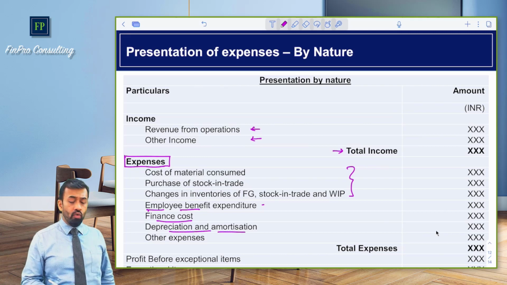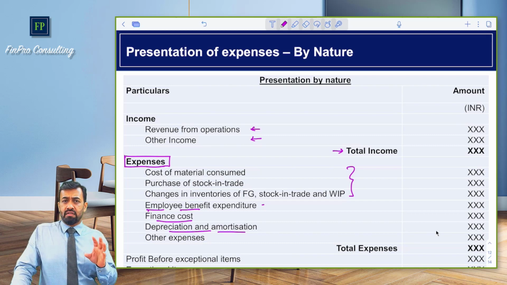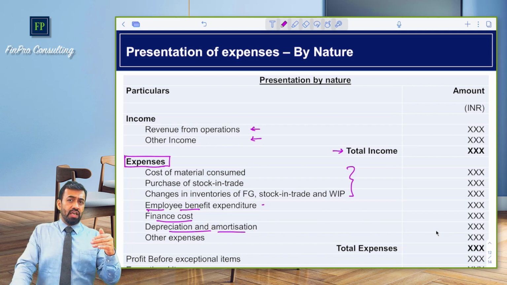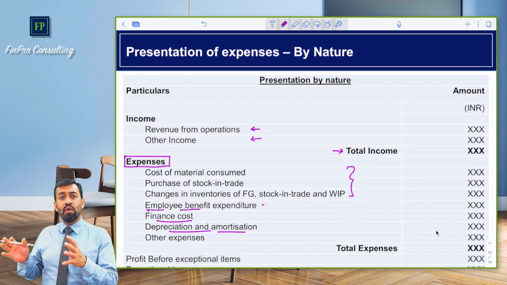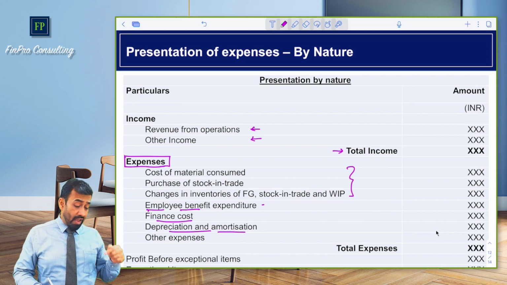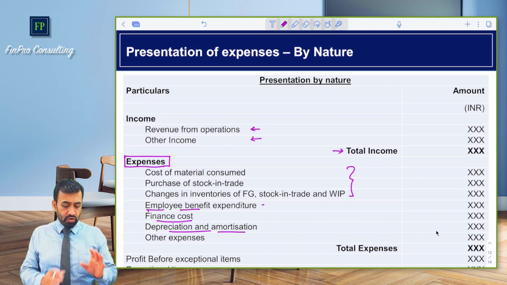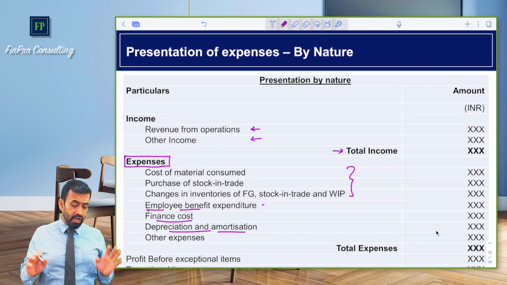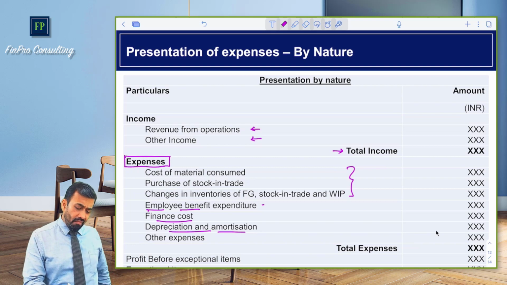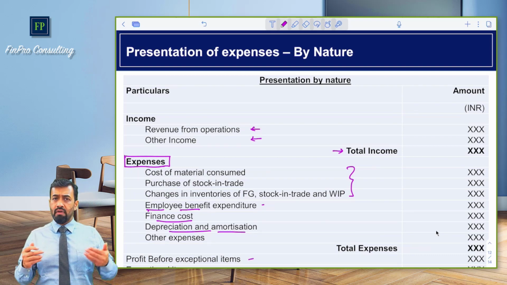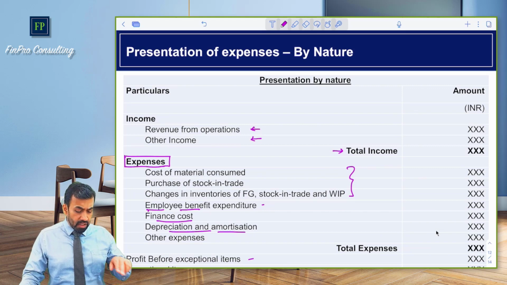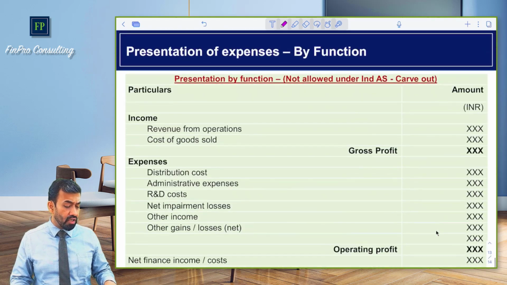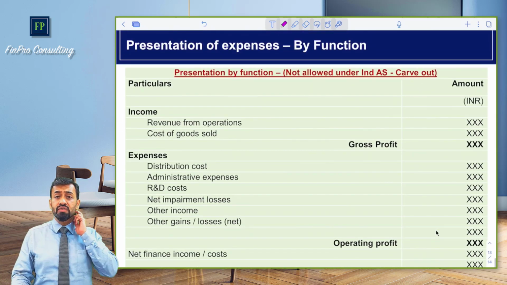Next is depreciation and amortization. Wherever that tangible or intangible asset is utilized, it may be the production function, administration, research and development, distribution, etc. The depreciation and amortization on the assets will be clubbed under one single nature of expenditure, which is depreciation and amortization. So this is called the nature of expenditure. Then there is profit before tax, exceptional items, etc., and then profit after tax. But this presentation is by nature. Then what is by function? By function is something which is not allowed under Ind AS.